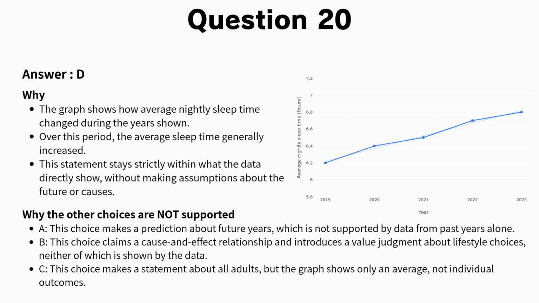healthier choices. Choice C makes a statement about all adults, but the graph shows only an average, not individual outcomes. Averages can increase even if some individuals sleep less, so we cannot conclude anything about what will happen to every adult. This question demonstrates the importance of distinguishing between what data actually shows versus what we might infer or assume. Good data analysis requires staying within the bounds of what can be directly supported by the evidence presented.